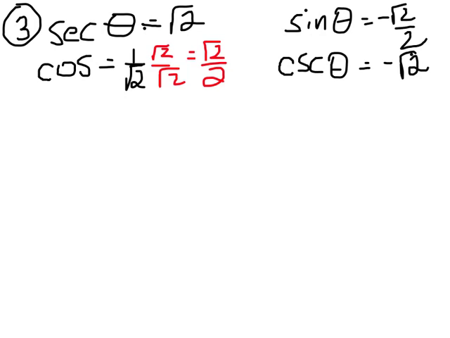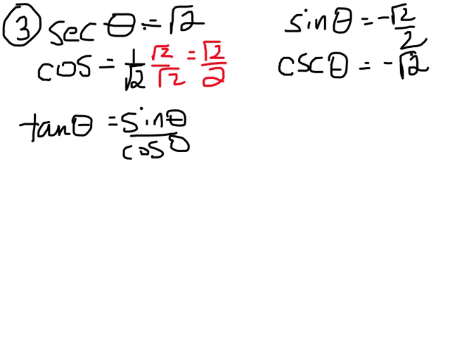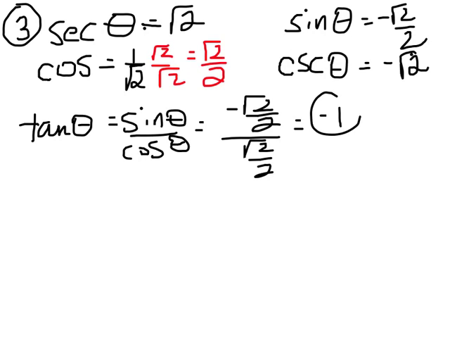All right, so the only ones I have left are cotangent and tangent. How can I find the tangent easily? It's just the sine over cosine. That's one of our very first identities. So sine is negative square root of 2 over 2, and cosine was square root of 2 over 2. So that's just negative 1. That mess looks horrible, but it's just negative 1.